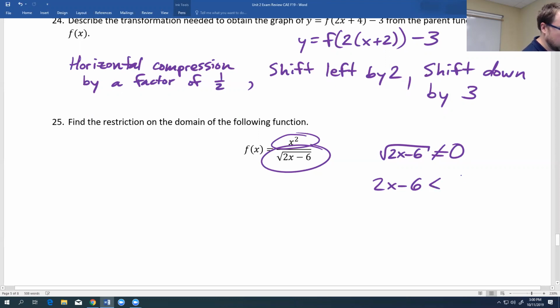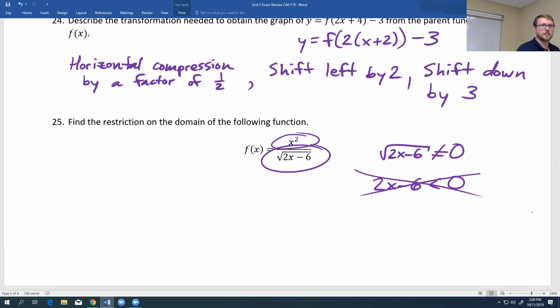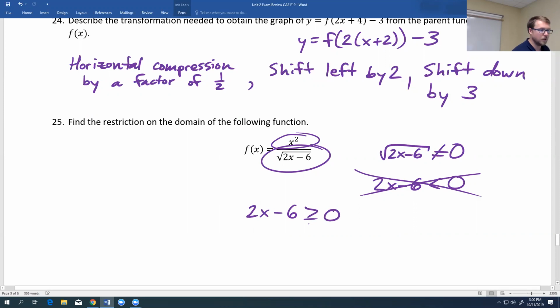We don't want that to be less than 0, right? Because that'll be negative. And a negative in a square root will give us weird stuff, that we're sort of trying to avoid in this class, but you might talk about it every once in a while. So we want what's inside of a square root to be greater than or equal to 0. But if what's inside of it is equal to 0, then that's going to make the denominator 0. So we can't quite have that.